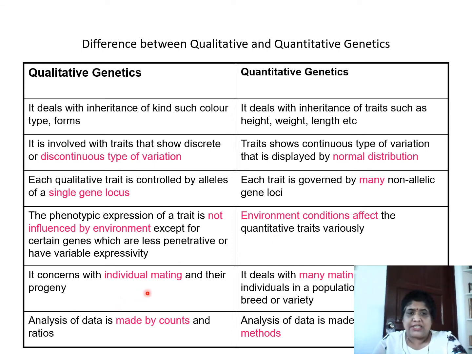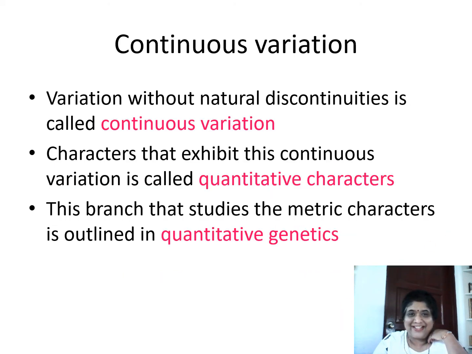Qualitative genetics is concerned with individual matings and their progeny. Quantitative genetics is more about many matings of individuals in a population. Analysis of data in qualitative genetics is made by counts, and analysis of data in quantitative genetics is made by quantitative methods. So to summarize, variation without natural discontinuity is called continuous variation. Characters that exhibit continuous variation are called quantitative characters. The branch that studies metric characters is called quantitative genetics.